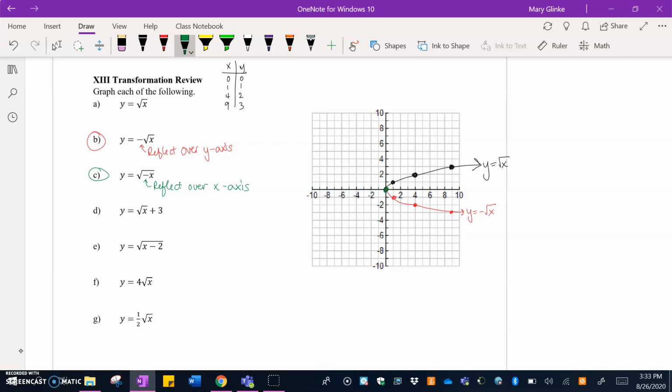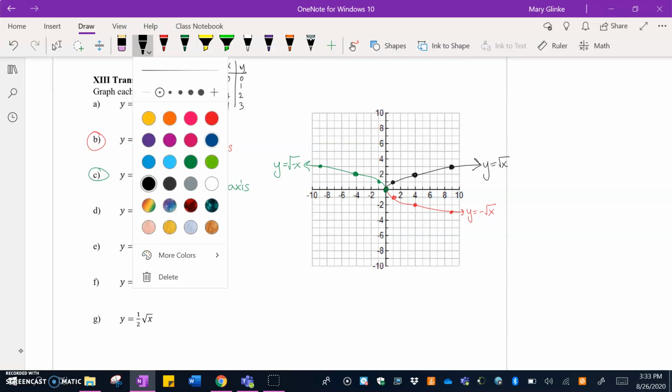So 0, 0 stays. 1, 1 becomes negative 1, 1. Imagine, if you will, you plug in negative 1 for x. You're actually taking the square root of positive 1. That's why it works that way. So 4, 2 becomes negative 4, 2, and 9, 3 becomes negative 9, 3. And so now the arrow would be pointing to the left forever. So this is y equals the square root of negative x.